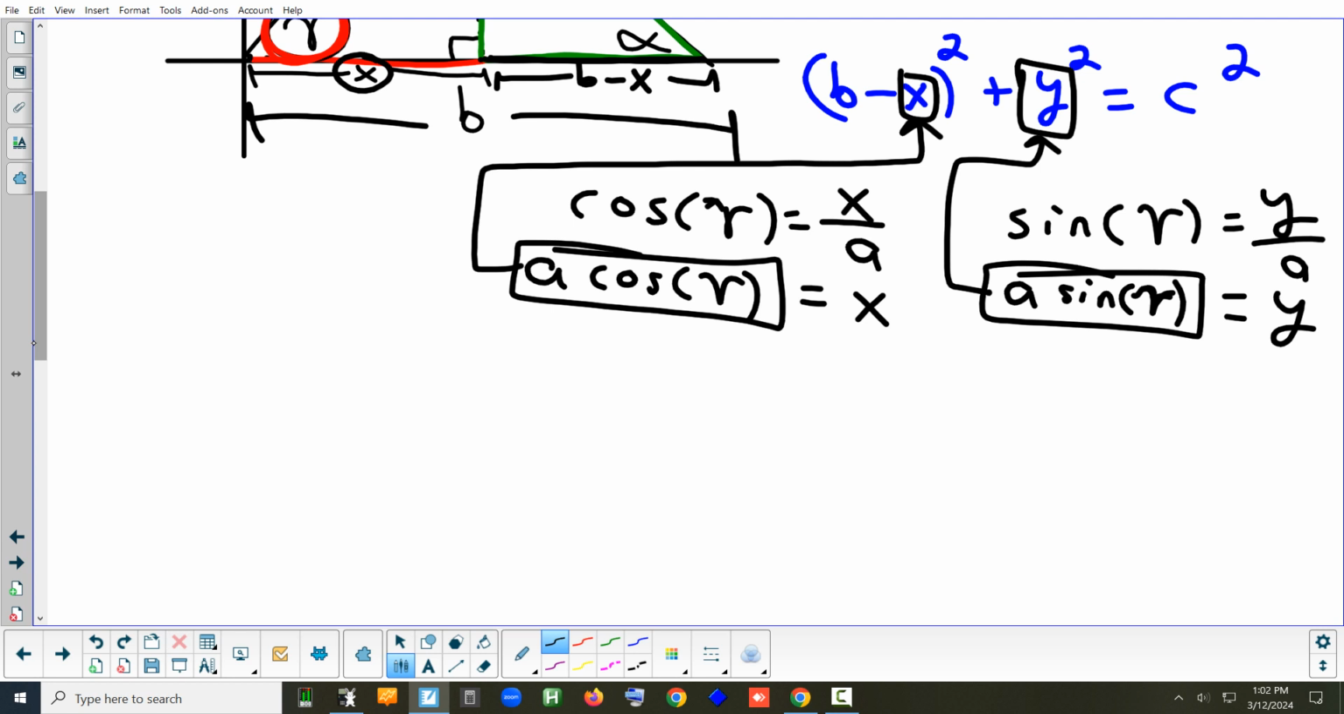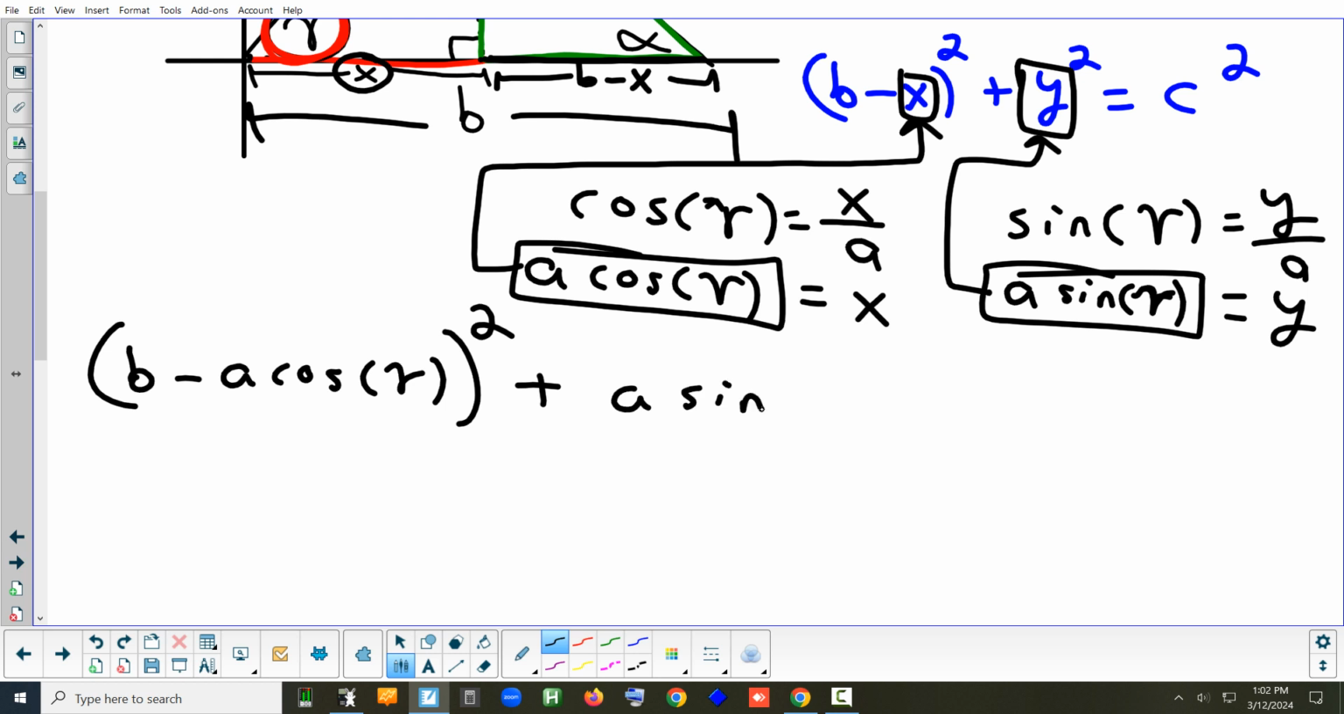Right, let's make the substitution. So we have b minus a sine gamma. Or no, b minus a cosine gamma. Sorry. Okay, we need to square that. Plus, instead of y, we're going to put a sine gamma. Square that. And that's equal to c squared.